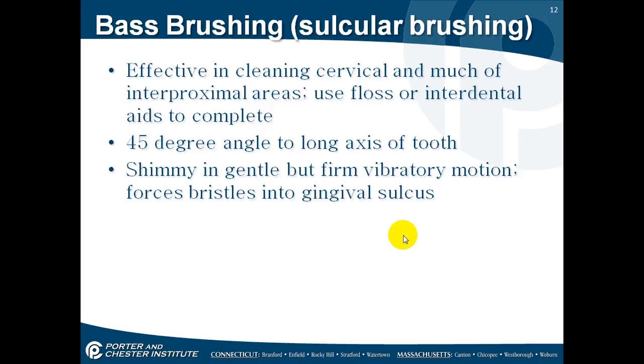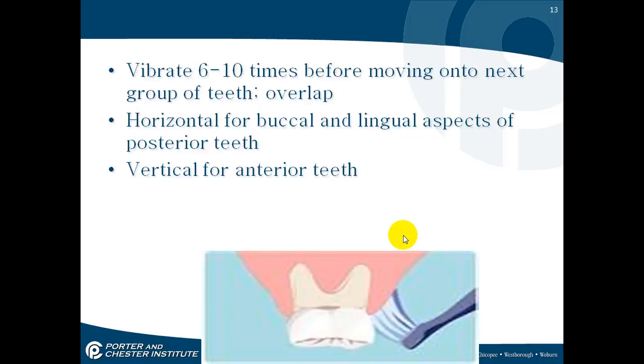The Bass technique uses a 45-degree angle to the long axis of the tooth and a shimmy in gentle but firm vibratory motion. This forces the bristles slightly into the gingival sulcus. We vibrate about 6 to 10 times before moving on to the next group of teeth, overlapping as we move along. We are horizontal for buccal and lingual aspects of the posterior teeth, and we hold the toothbrush vertically for anterior teeth.